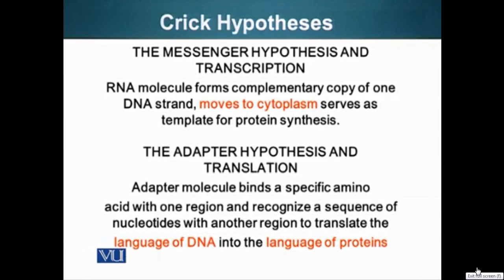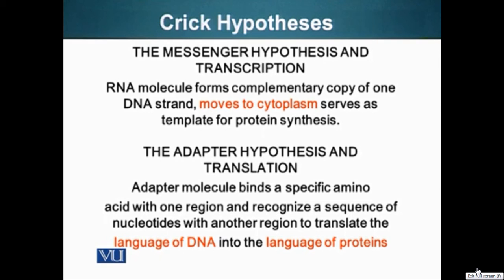So Dr. Crick is the same gentleman who, along with Dr. Watson, came up with the structure of DNA. He proposed hypotheses, the messenger hypothesis and transcription. He proposed that an RNA molecule forms a complementary copy of one of the DNA strands. This RNA then physically moves to the cytoplasm, where it serves as the template. It is still in the form of the nucleotide sequence. It serves as the template which can then be translated into the language of amino acids.